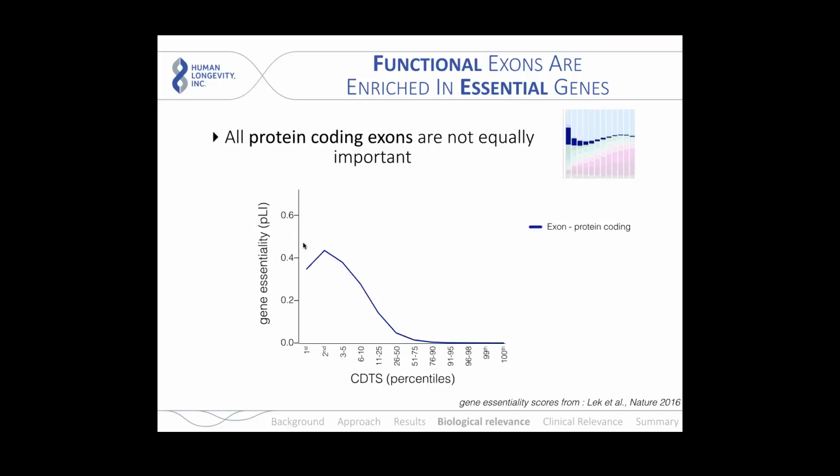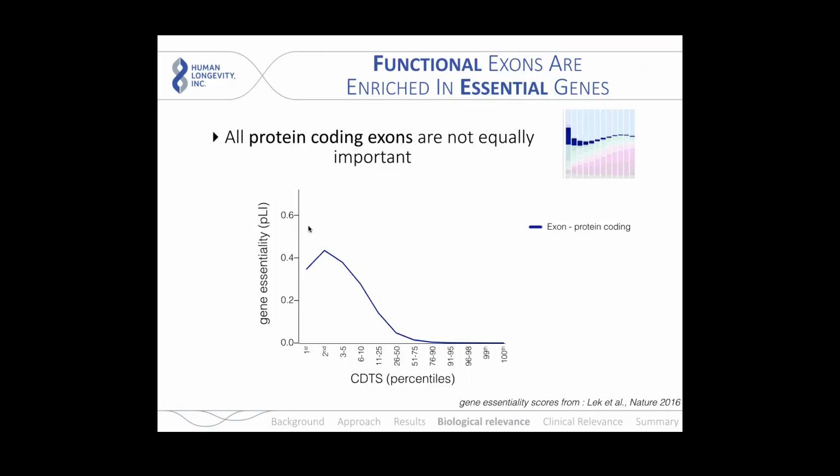And just as a reminder, keep in mind that we don't expect a one-to-one relationship, because gene essentiality has one score per gene, while CDTS has one score per exonic bin. So even essential genes might have some exons that are not essential, while some non-essential genes might still have exons that are very functional or important, and so on. But the trend is definitely there: the exons that are the most functional in our hands tend to be in genes that are more essential.